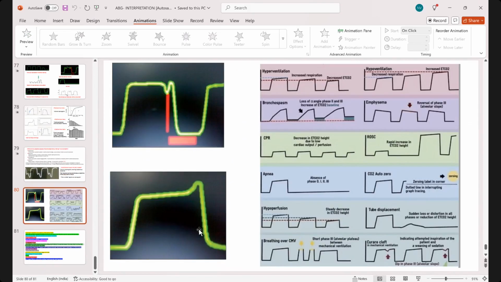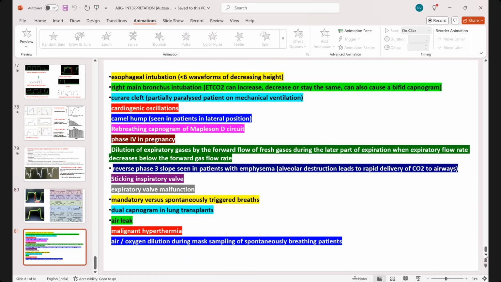There is a small peaking at the end of the expiration at the beta angle level. When does it happen? Increased compliance, obesity or pregnancy. This is sometimes called the pigtail appearance. That also will be given in the exam. So these are all the various capnographic diagnoses that will be given in the exam.